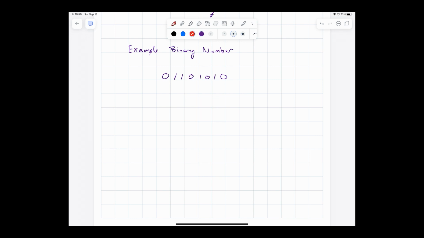And what we know from before is that in terms of places, this first digit here is the ones place. The second digit is the twos place. The third digit is the fours place. The next digit is the eights place. Then after that, we keep going up by powers of 2. So the next one is going to be 16, 32, 64, and 128. And so because of this, we've learned how to translate this into a decimal number based on what place we're looking at, right?